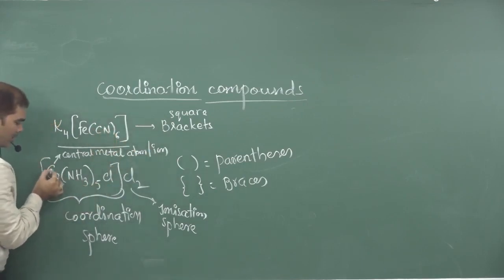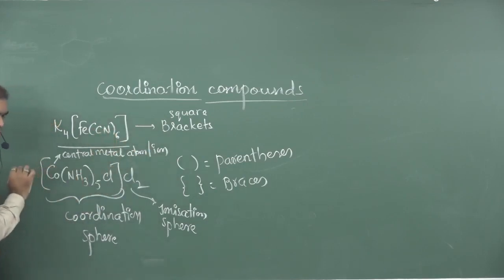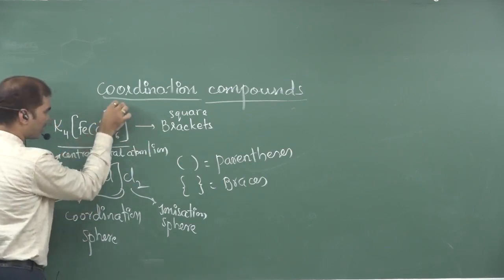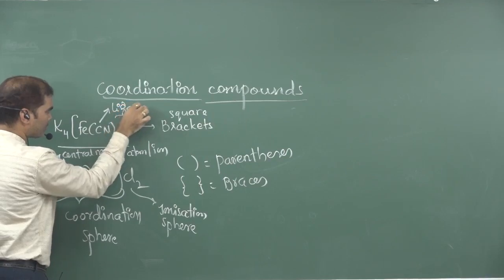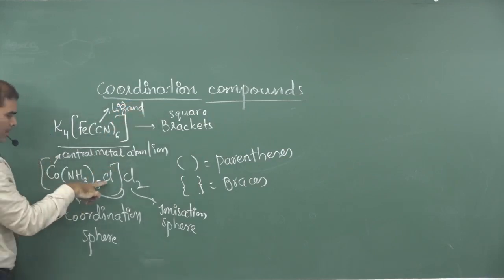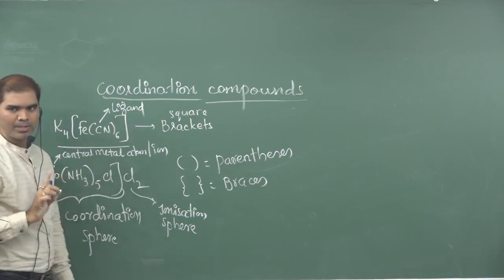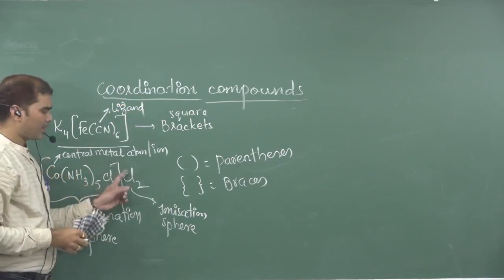Whatever is surrounding this cobalt, binding to the cobalt, we call ligands. In this case, cyanide is a ligand. Amine is a ligand. Chlorine is a ligand. But this chlorine, you should not call a ligand. It is called a counter ion. This is a counter ion.